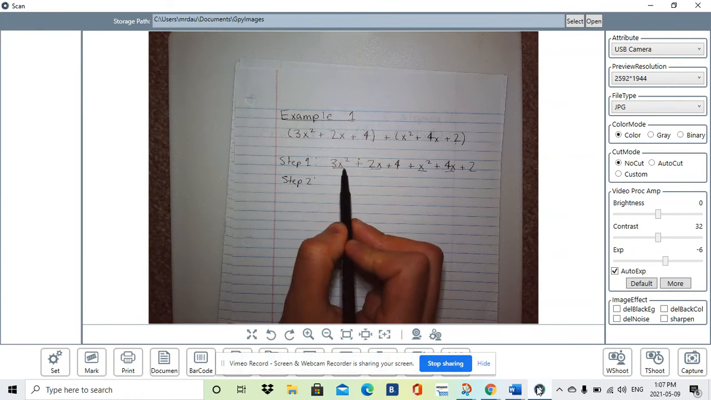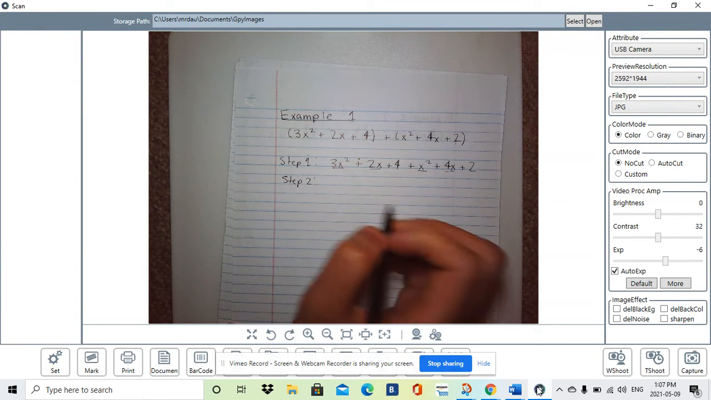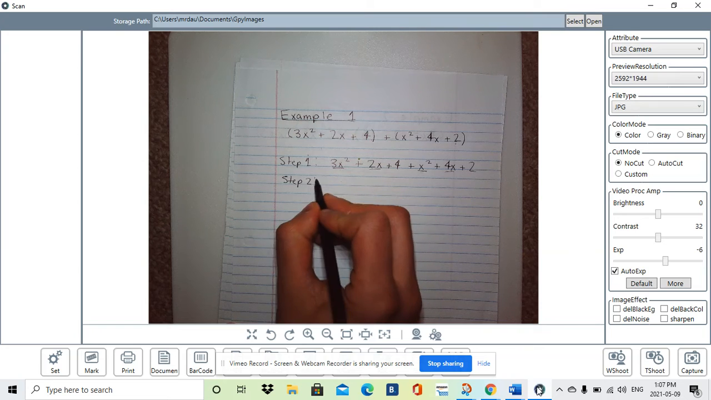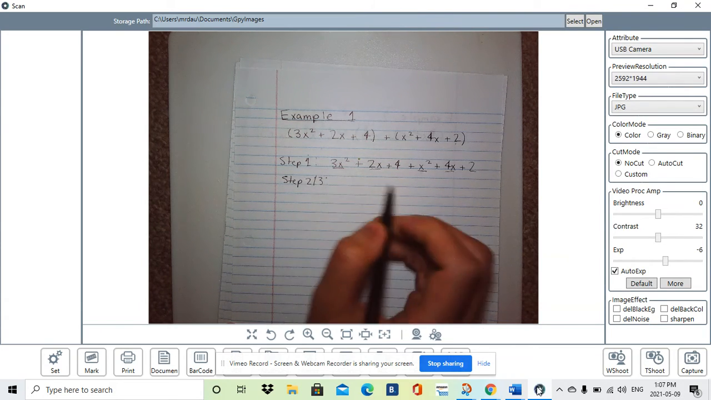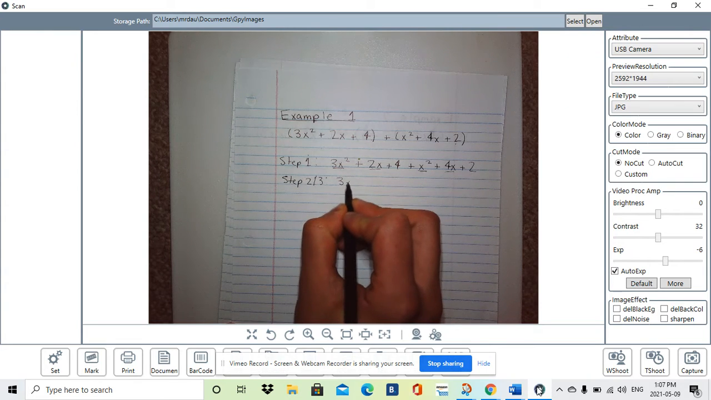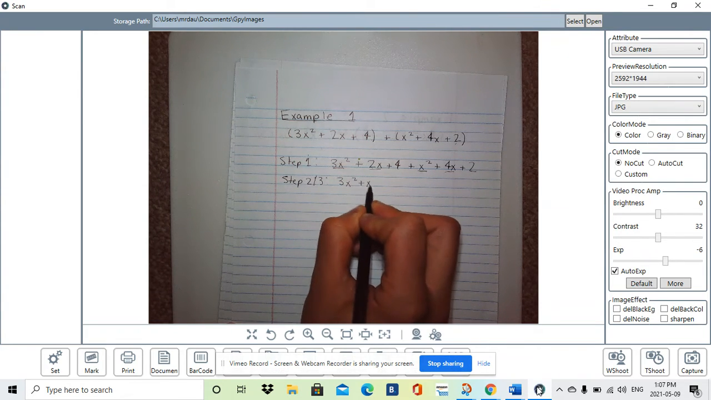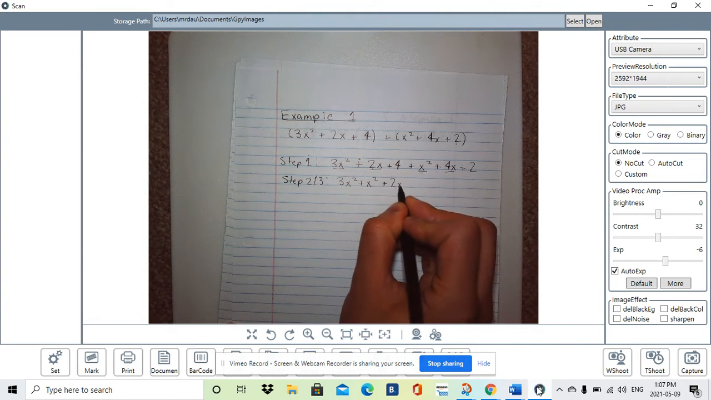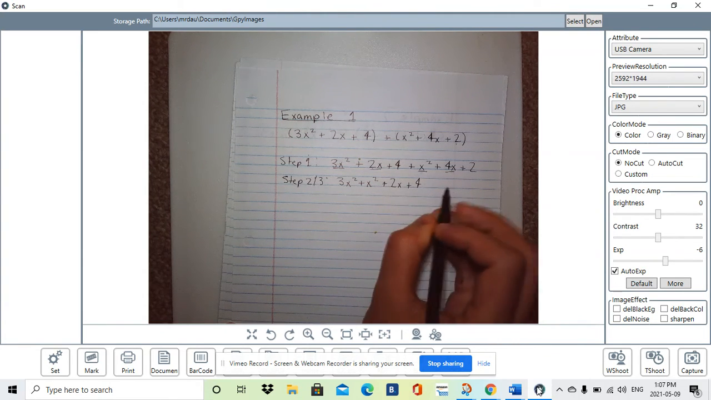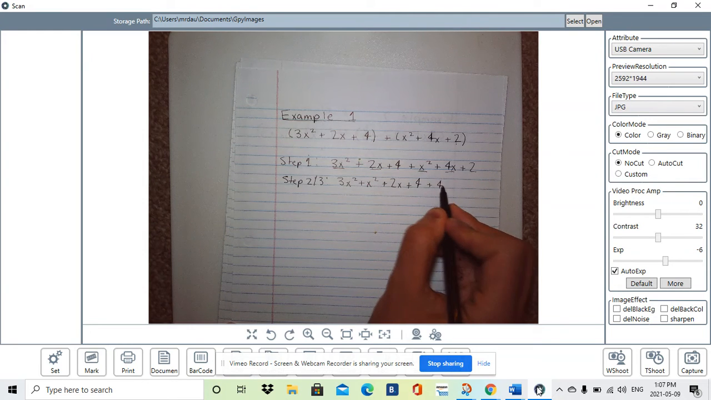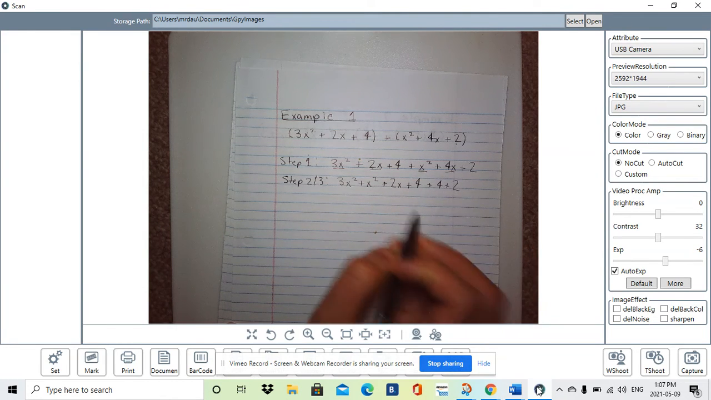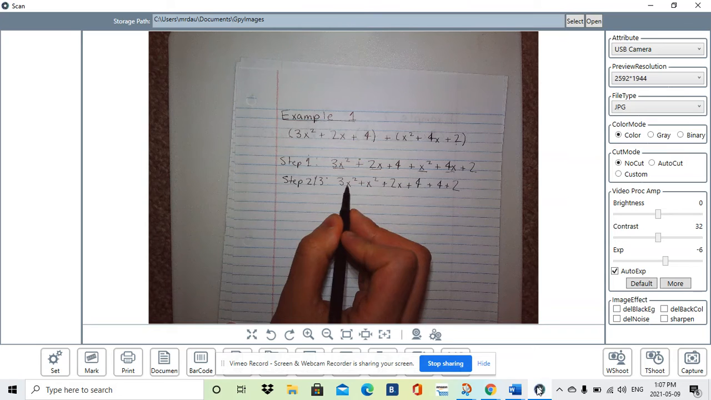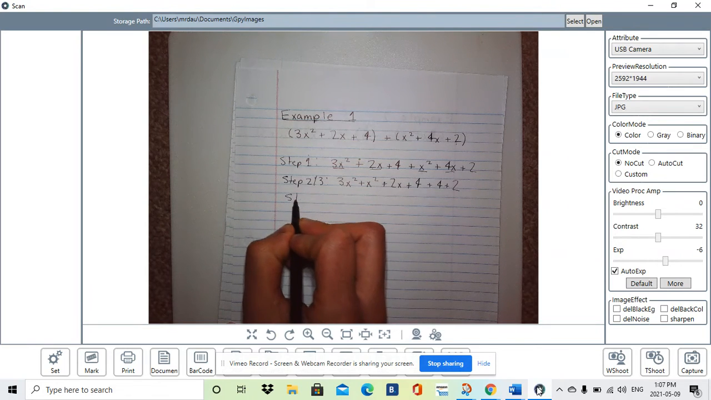So we add the like terms together now. This is kind of steps 2 and 3 together. We can rearrange the equation to put the like terms beside each other. So 3x squared is a like term with x squared. 2x and 4x are like terms. And 4 and 2 are like terms. Now we add the like terms together, which is step 4.